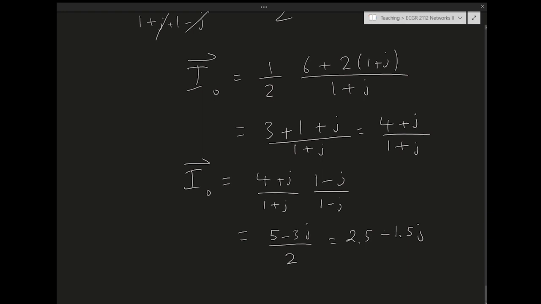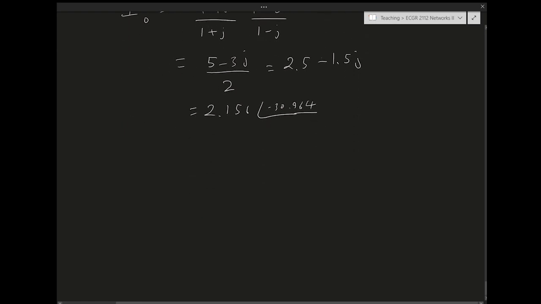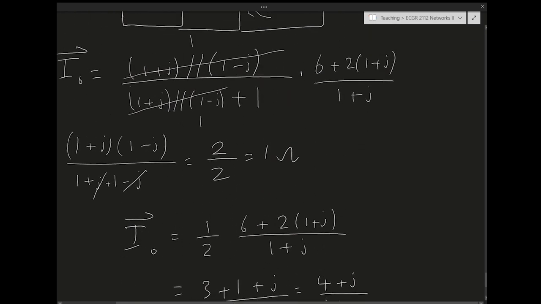And then what we can do is convert this into polar coordinates. When we do that, we get the same result that we expect, because we remember we solved this problem multiple times. 2.9156 with an angle of minus 30.964 degrees. So this is as far as this method is concerned.